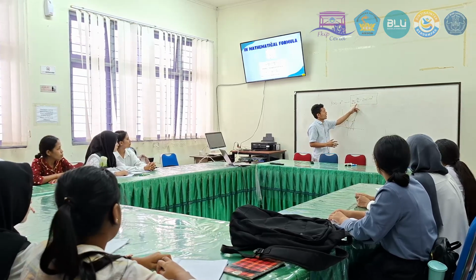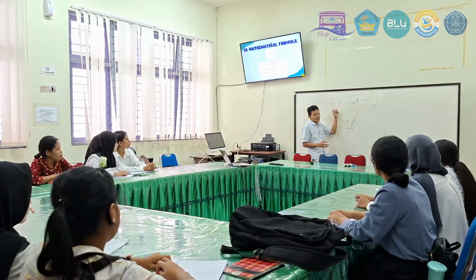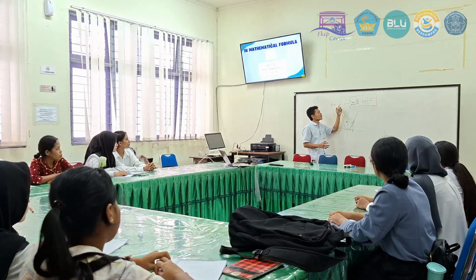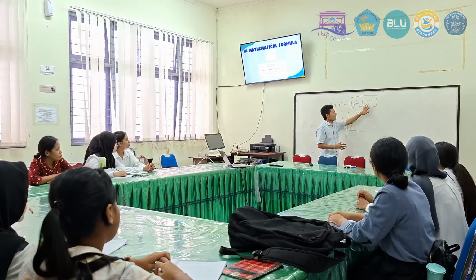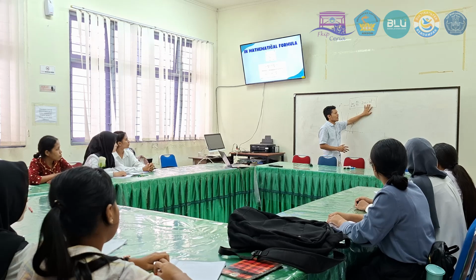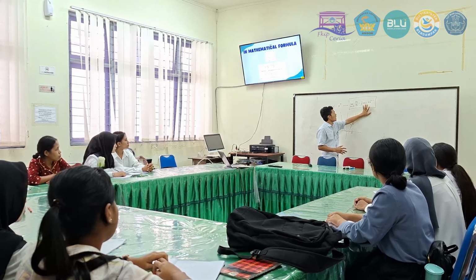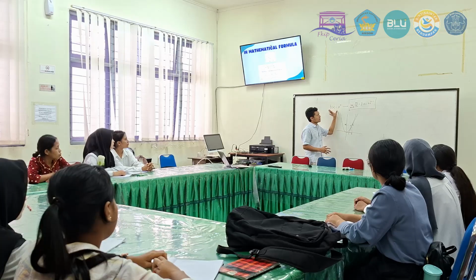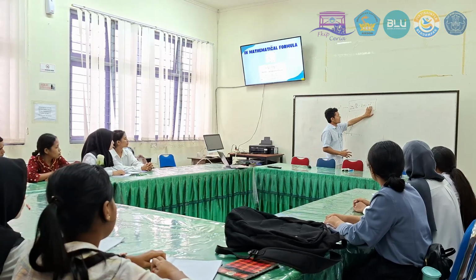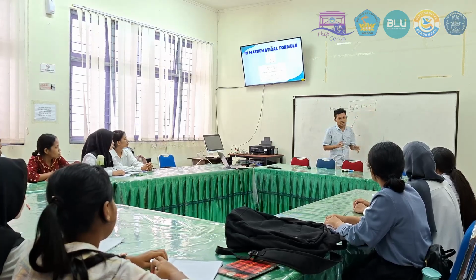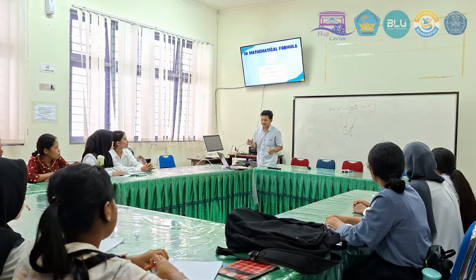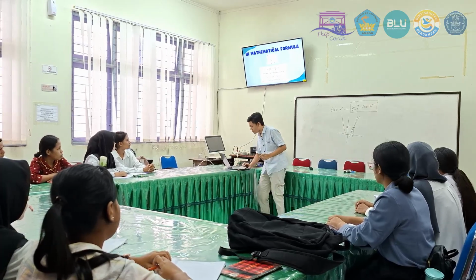So when we use a limit on the original function f of x equals x to the power of n, we get the general formula of this function. We get n x to the power of n minus 1. Okay, that's it.